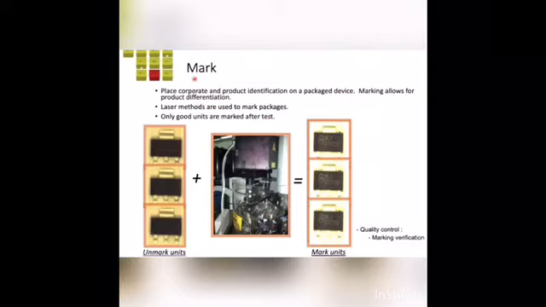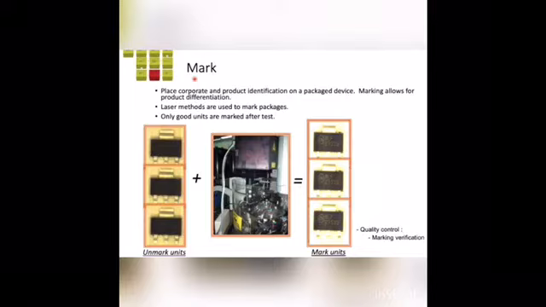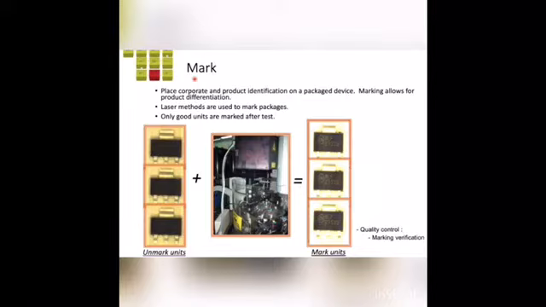Mark is the 9th stage. Marking is placing corporate and product identification on a package device using laser method. Marking also allows product differentiation. Only good units are marked after test.